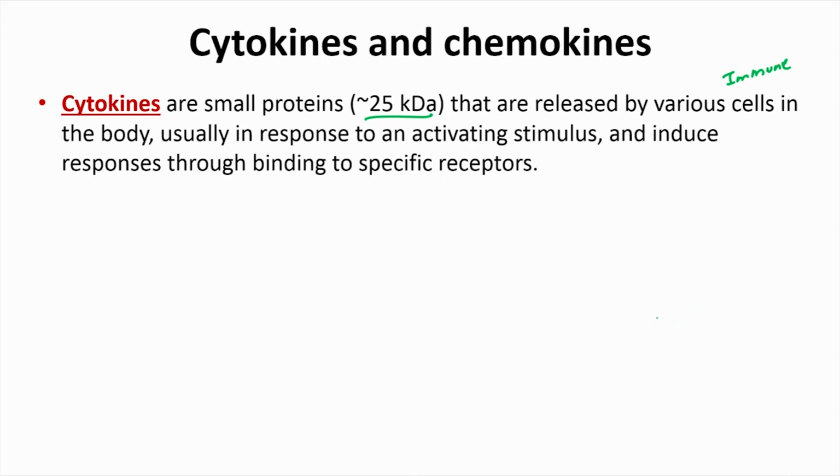So, lots of cells have receptors for these cytokines, and they bind to that receptor, which then signals the cell to either get activated, to start migration, or to start causing vessel dilation. All of this is controlled by these cytokines, and there are several classes of them.